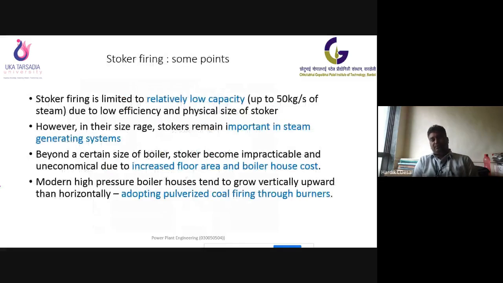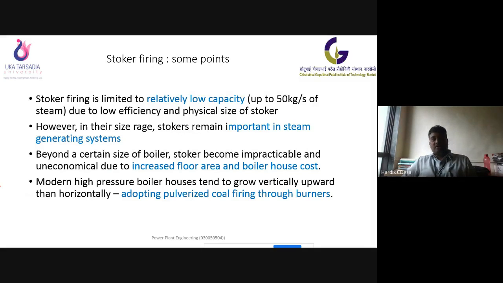Now there are some critical points, some comments regarding this stoker firing system. The stoker firing is limited to relatively low capacity of steam generation, in the range of up to 50 kg per second, because of its lower efficiency, and there will be a large plant size because of this stoker mechanism. So the physical size of the stoker will be very high if you cross this steam generating rate. However, for this range, the stokers remain very important in steam generation systems.